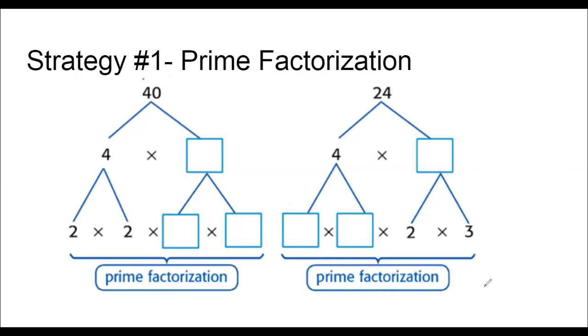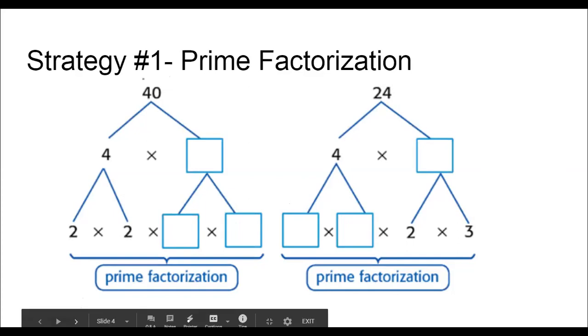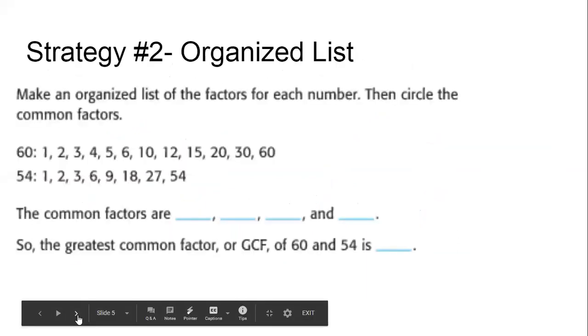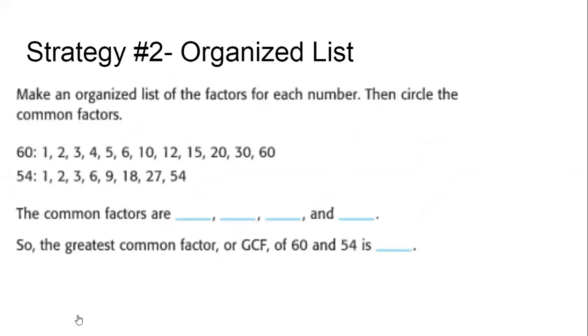Now, there's another strategy that you can use, and it's making an organized list of factors. When we're comparing numbers, we can make a list of all the factors we can think of, and then we circle the ones that are in common.